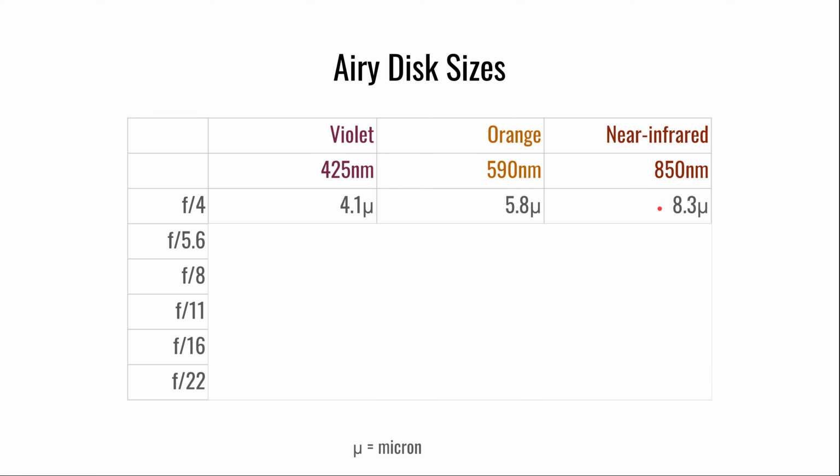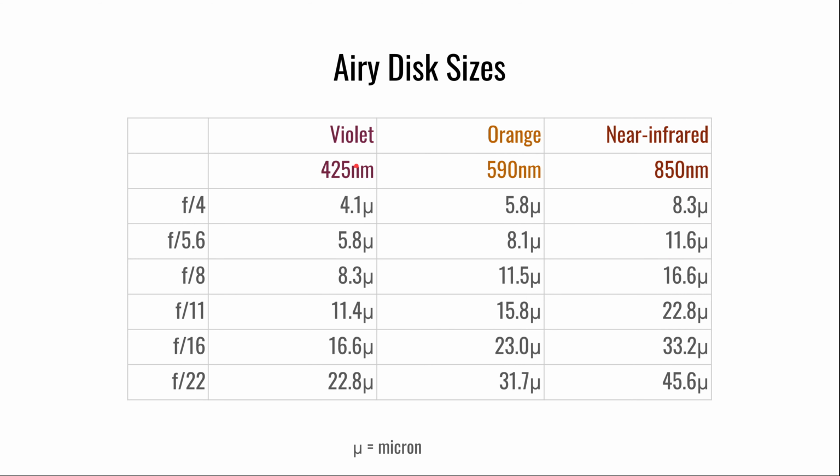And then if we look at near infrared light of about 850 nanometers passing through that same f4 aperture, the Airy disk size is 8.3. So what you see here is that when you start at the violet end of the spectrum, you have a certain size of Airy disk. When you move up into visible light and get up to orange, the size of that Airy disk is going to be nearly 50% bigger. And then when you get up to infrared, the size of that Airy disk is going to be double.